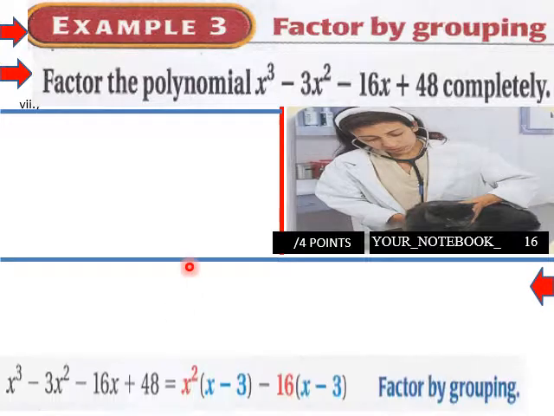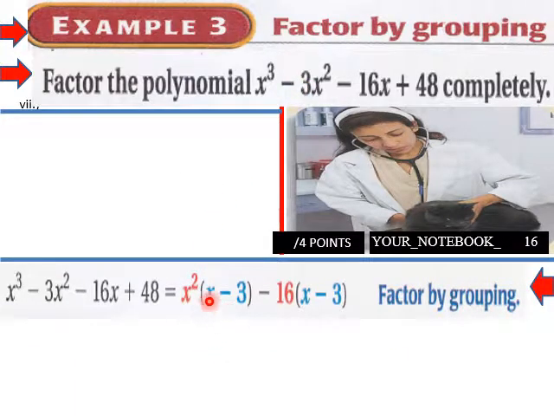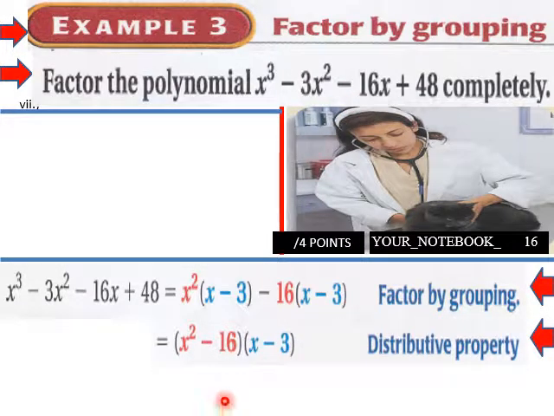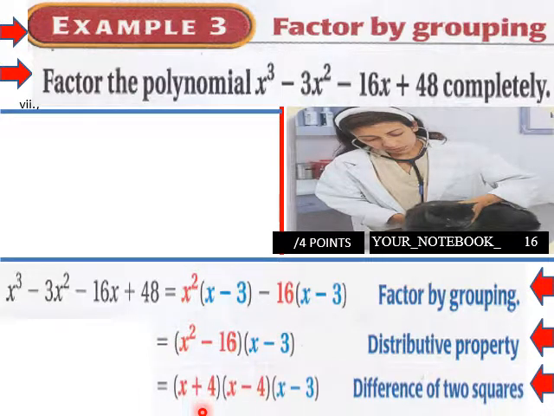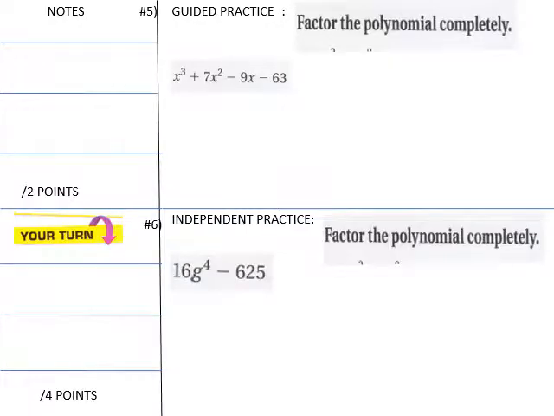Factor by grouping, factor the polynomial completely. So we factor out x squared from these two, and then from these two monomials, 16 can be factored out. The negative here, don't forget that. Then x squared minus 16 times x minus 3. And then this is a difference of squares, and this is a pattern for a difference of squares.